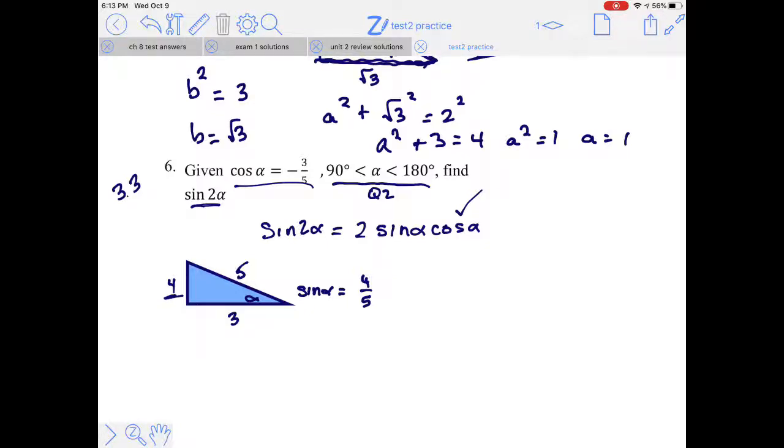And from here, it's relatively painless because we now know what the sine of alpha equals. So we just need to replace this with 2. And then the sine of alpha is 4/5. Cosine alpha was negative 3/5. And then 2 times 4 is 8. 8 times negative 3 is negative 24. Negative 24 25ths.